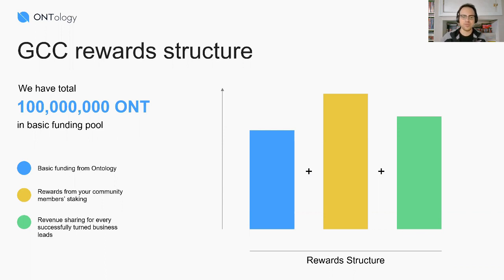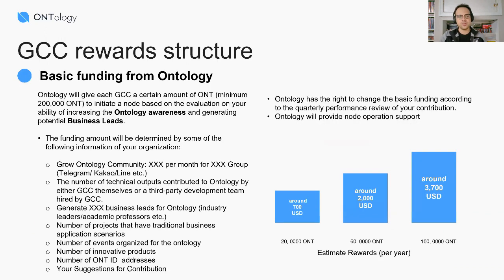And then there's also revenue sharing for business ideas that come from that node and from that community. So lots of opportunities for rewards. Going more into it, Ontology will give each GCC a certain amount of ONT to initiate a node based off of the ability for increasing Ontology awareness.